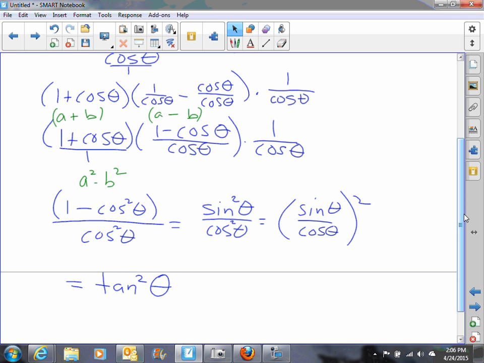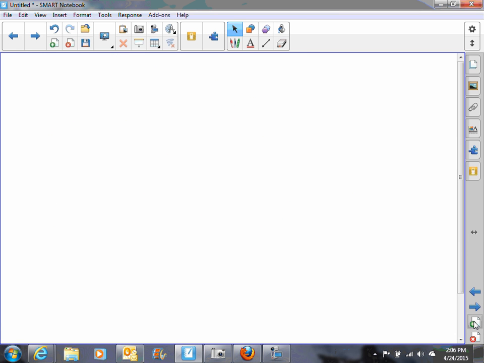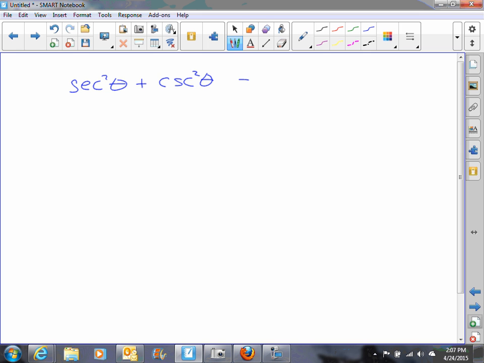So there's an identity. Let's work on another one. I'd like to show you an identity that is one of my very favorite identities. Yes, I am a real nerd because I have favorite trig identities. This one is the secant squared of theta plus the cosecant squared of theta is equal to the secant squared of theta times the cosecant squared of theta.